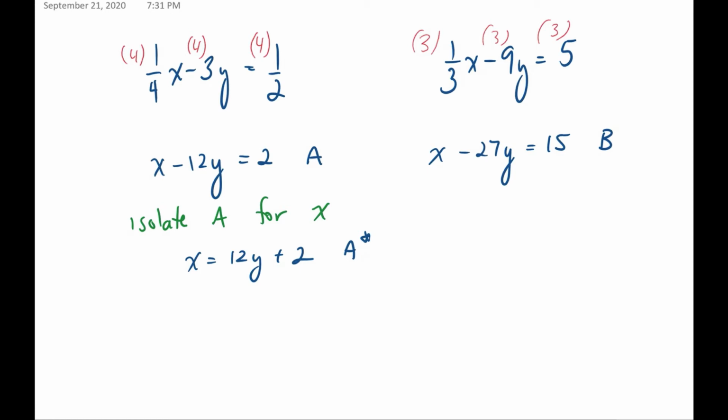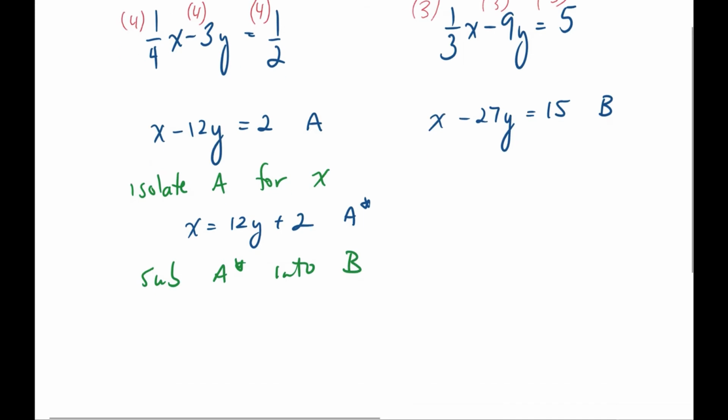So now I'm going to sub A star into B. And if I do that, I'm going to take what I have here and replace the x with 12y plus 2. So I end up with 12y plus 2, there's the x now replaced here, minus 27y equals 15.